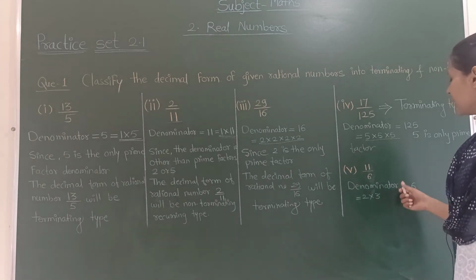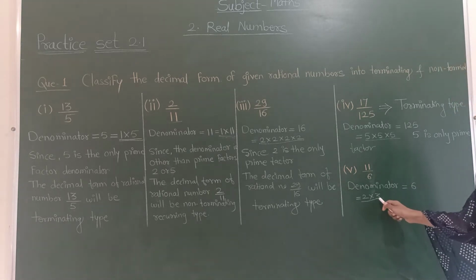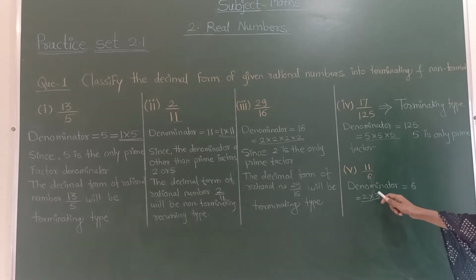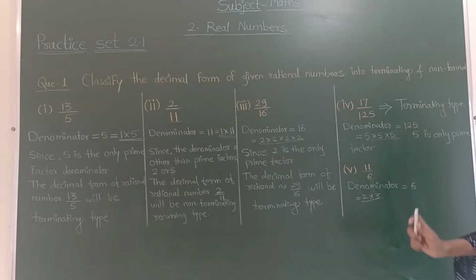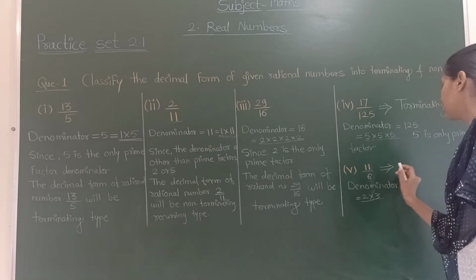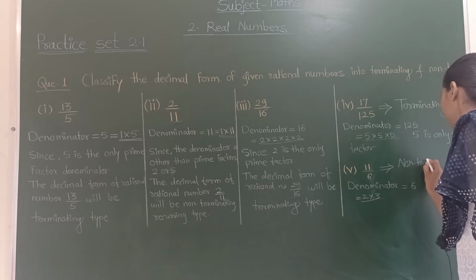See, here the denominator is 6, and the factorization of 6 is 2 into 3. You can see the factors are 2 and 3. If the factors are 2 and 5 only, then it will be of terminating type. Here 3 is a factor, therefore it will be of non-terminating recurring type.